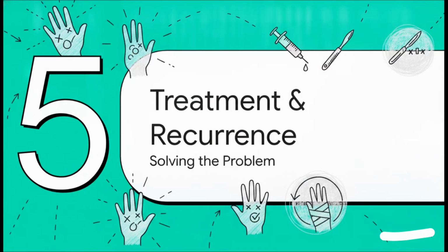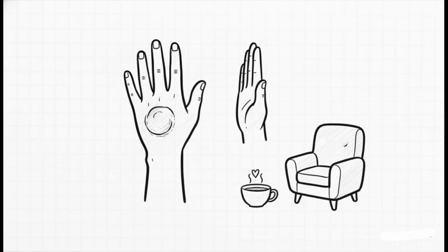Finally, Section 5, treatment and recurrence. How do we solve the problem? The golden rule of treating a ganglion might actually surprise your patients. According to the clinical guidelines, an asymptomatic ganglion is better left alone. Literally, if it isn't causing pain and isn't restricting movement, the best primary medical advice is to do absolutely nothing.